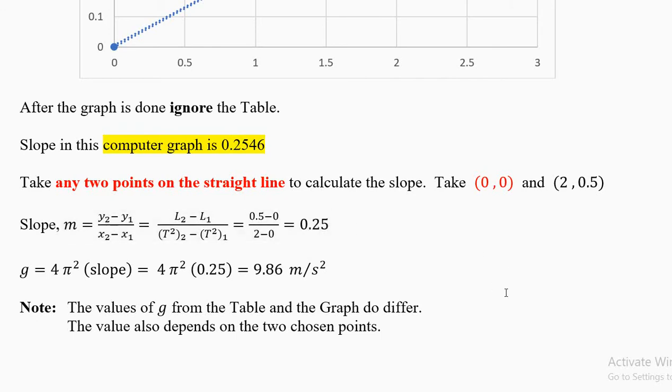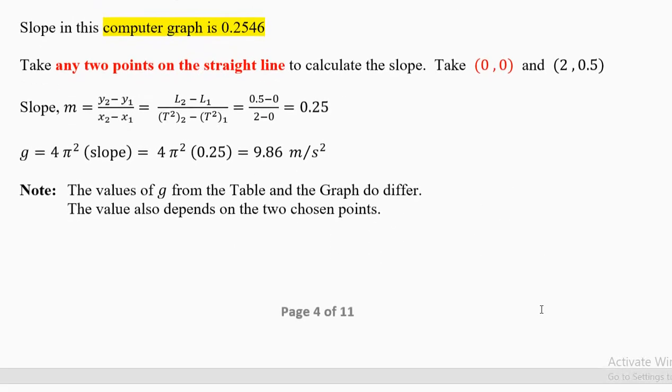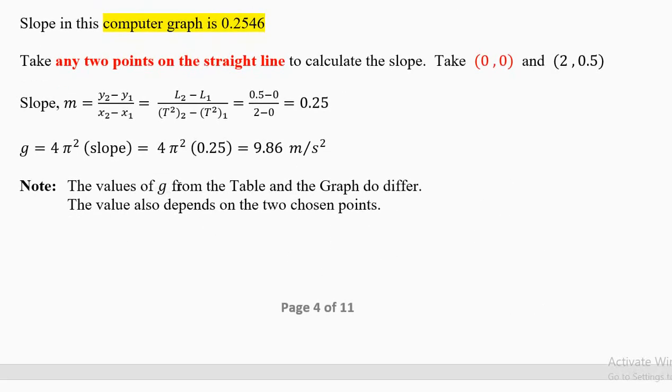If you take 0.2, it will be wrong. You will get your G as a very wrong number. You will get 8. 8 is not the G, it is 9.8. So 9.86 is a very good number. The value of the G from the table and graph are different.